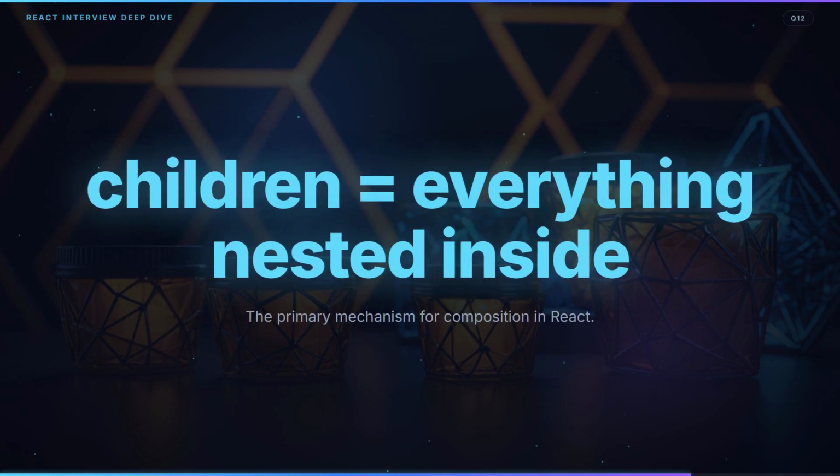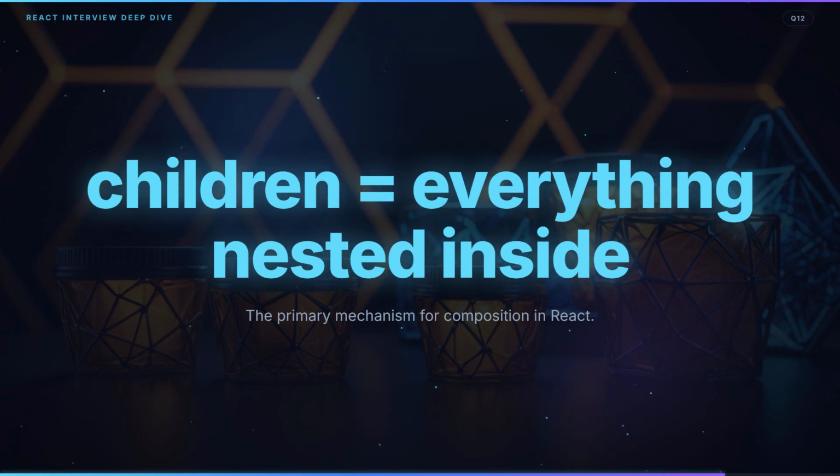And the mental model to keep. Children represents everything nested inside a component. It is the primary mechanism for composition in React.